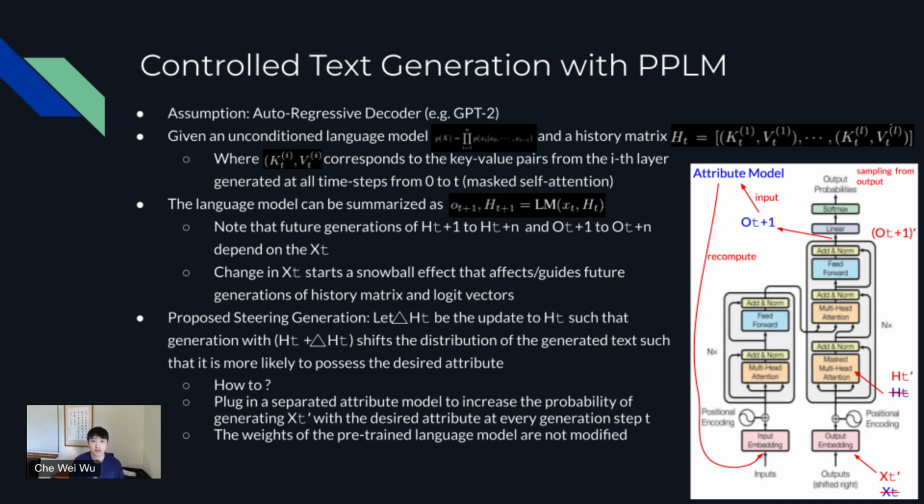The paper assumes that the language model uses an autoregressive decoder. An observation is that future generations depend on the X_t, and changes in X_t start a chaining effect that affects future generations. The paper proposed a way to steer the pre-trained language model by introducing a small change delta H_t to shift the original distribution toward the desired attributes. So to do this, they plug in a separate attribute model to make the language model more prone to generate X_t prime with the desired attribute by recomputing the inputs, thereby controlling the output vector.